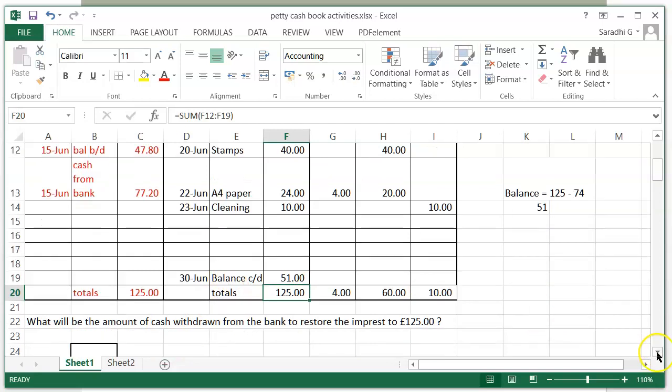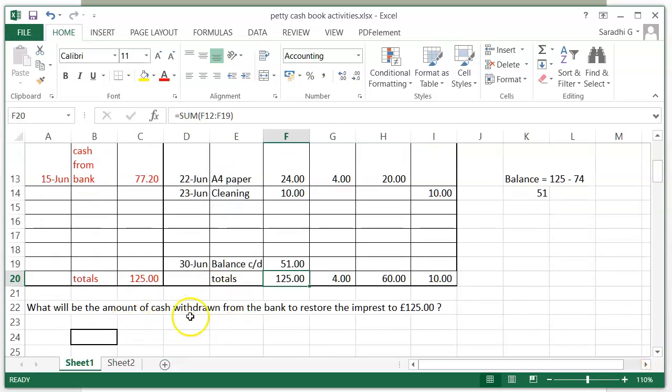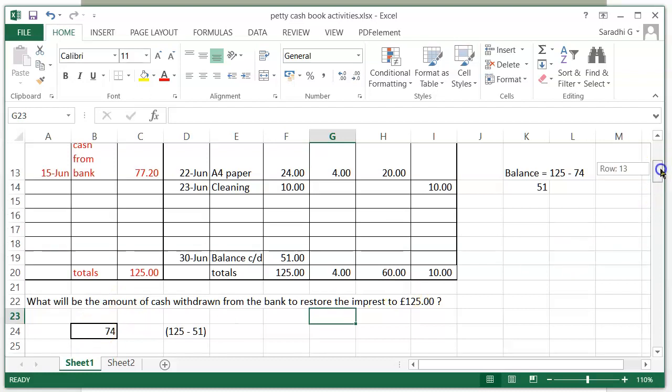And then, what will be the amount of cash withdrawn from the bank to restore the imprest to 125? They're asking, in the next week, if you want to open the petty cash book again, how much money should be withdrawn from the bank? You already have 51. So 125 minus 51 gives you 74. So the amount you need to withdraw will be 74. That is how you prepare a petty cash book. So this is one of the petty cash books.